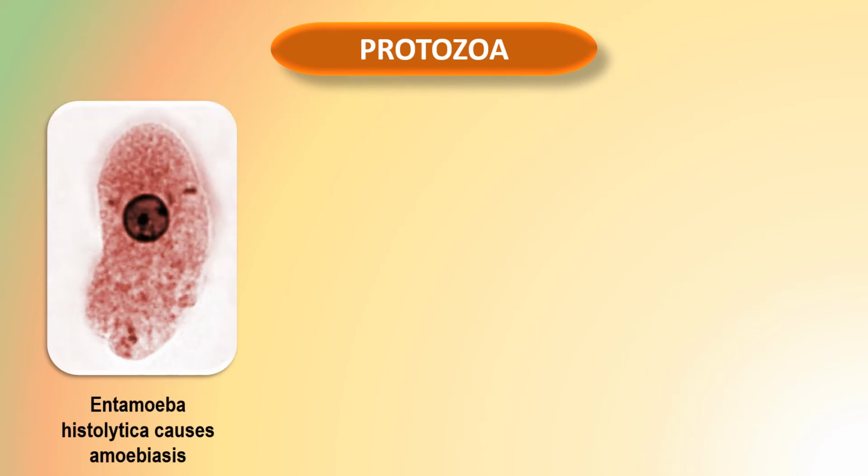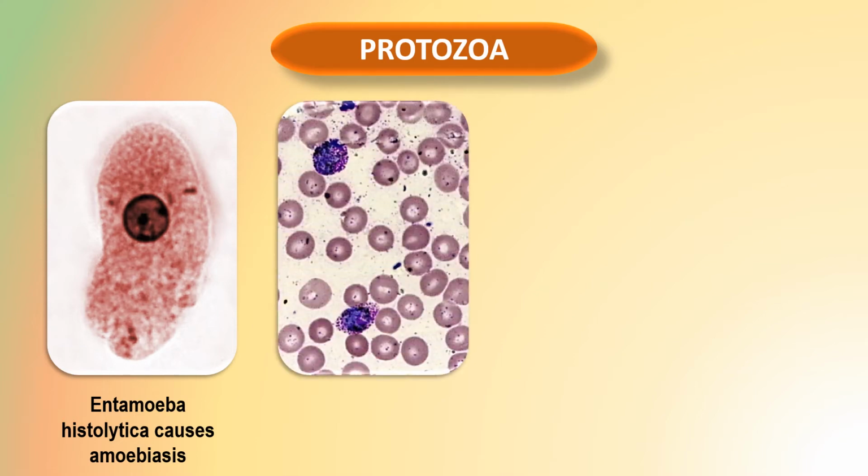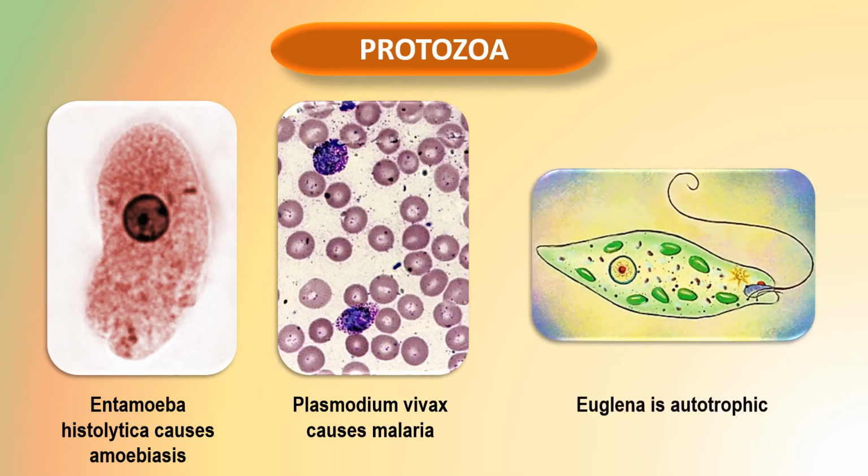Amoeba histolytica. It causes amoebiasis. Plasmodium vivax causes malaria. And Euglena, which is autotrophic. It can make its own food.